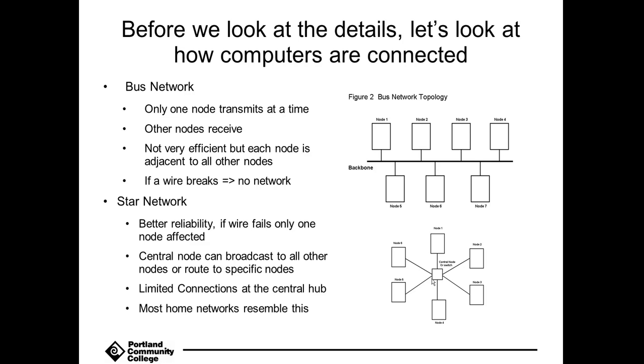Now, I guess a good thing about this too is that this central node or switch can broadcast to each network. Sometimes you get network traffic that comes into here without a specific destination, and that network traffic asks the central node or switch to broadcast that information to all the nodes. Now, most home networks and business networks resemble this at some level.